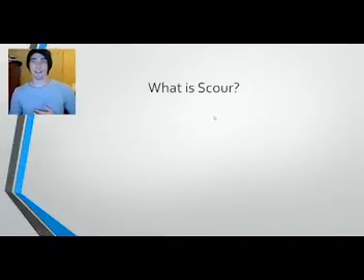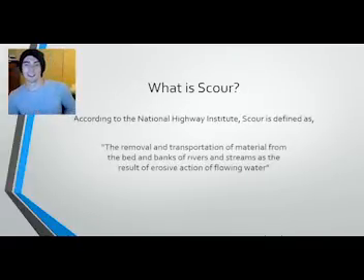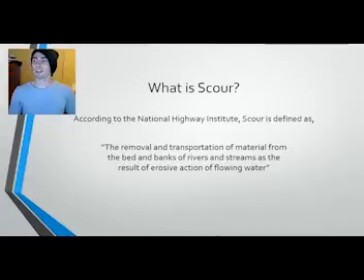According to the National Highway Institute, scour is defined as the removal and transportation of materials from the bed and banks of rivers and streams as the result of erosive action of flowing water.